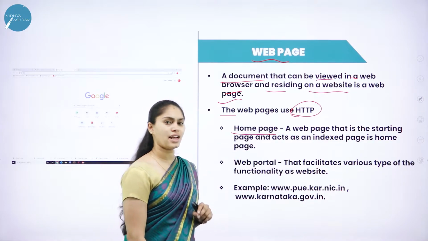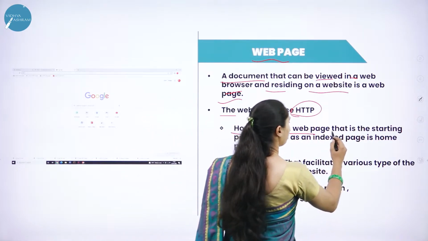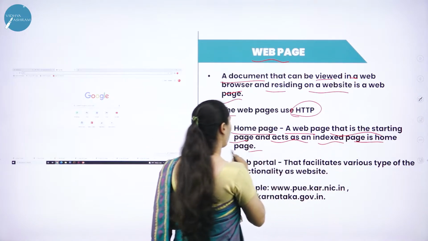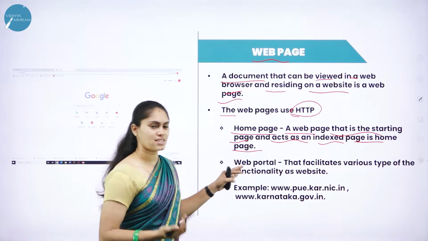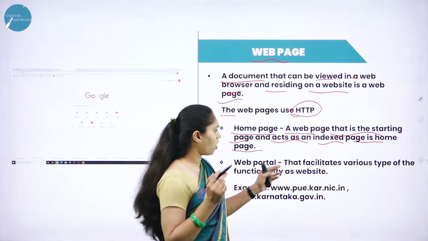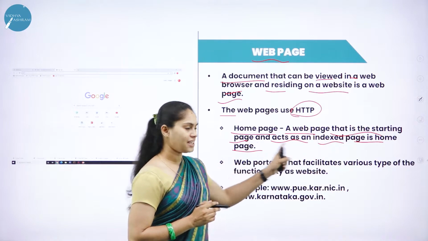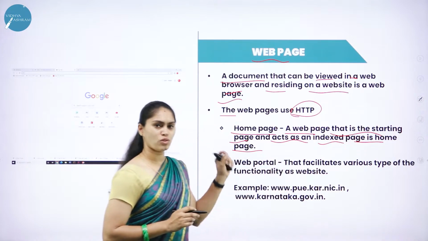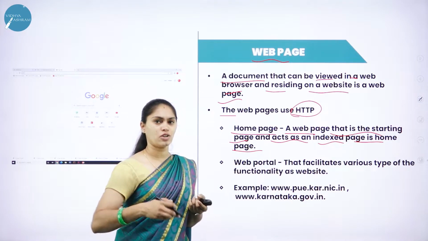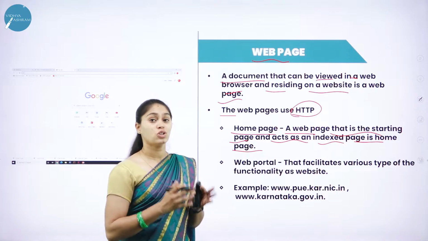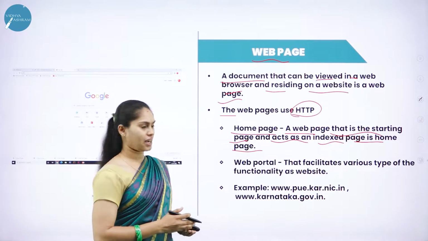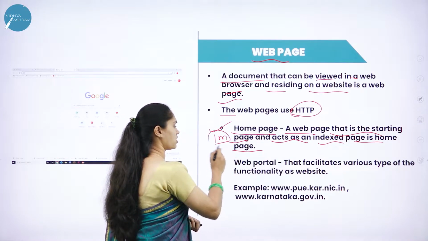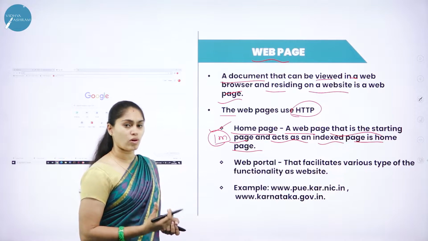So when we say home page, that indicates the web page that is the starting page and acts as an index page. So it is the topmost page in the website, the starting page of the website, and it acts as an index page. With the help of that home page, I can get to know what pages we have in a group of web pages or in the website. That is related to home page, and this is also important for a 1 mark question: Define home page, or what is home page.